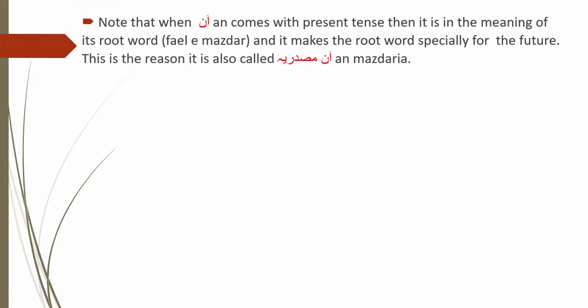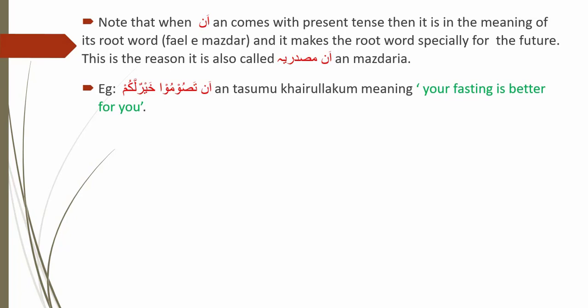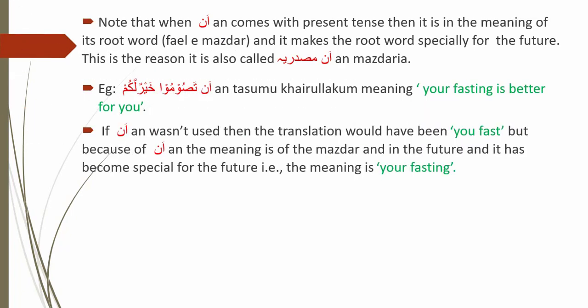Note that when an comes with present tense, then it is in the meaning of its root word or fi'l masdar, and it makes the root word specially for the future. This is the reason it is also called an masdariya. Example, أن تصوموا خير لكم, meaning your fasting is better for you. If an wasn't used, then the translation would have been you fast. But because of an, the meaning is of the masdar and in the future, and it has become special for the future. That is, the meaning is your fasting.